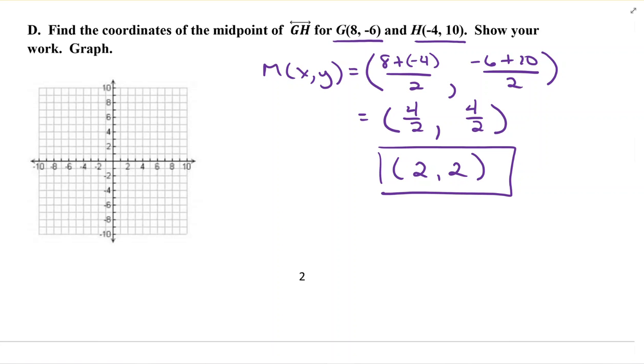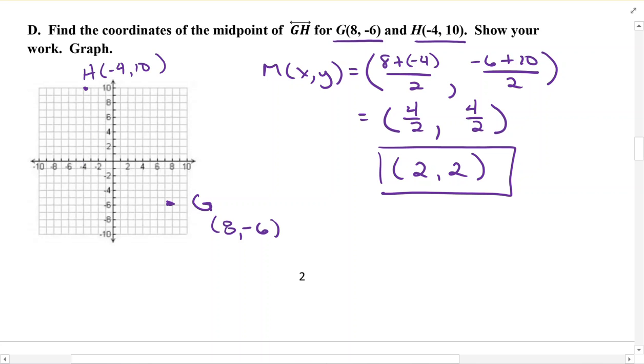Graphing it, we have that G was (8, -6). And H was (-4, 10). Joining those 2 points, we then have that the midpoint was (2, 2).